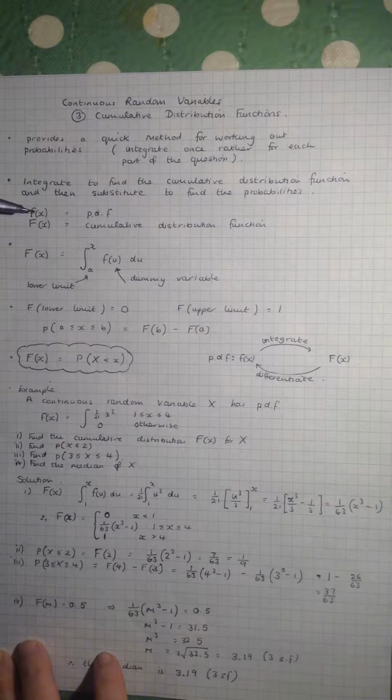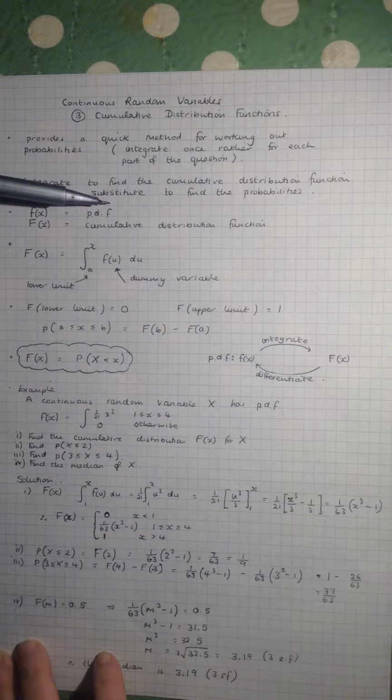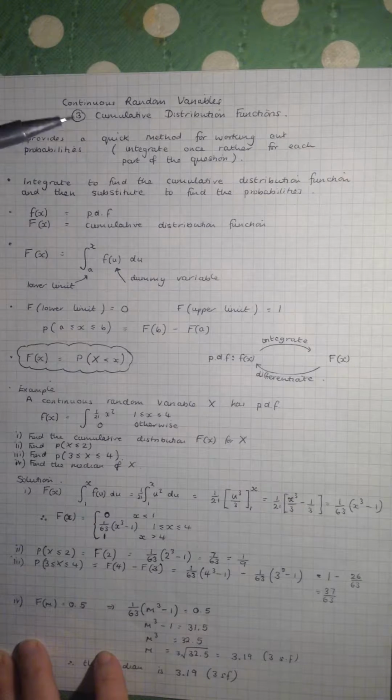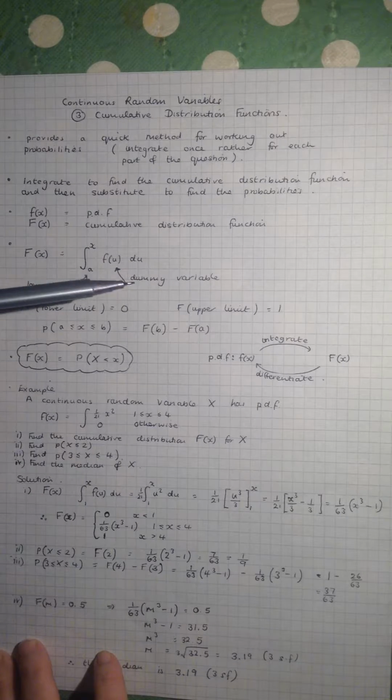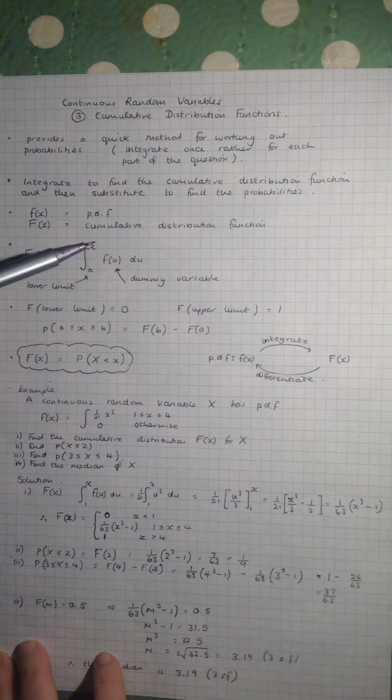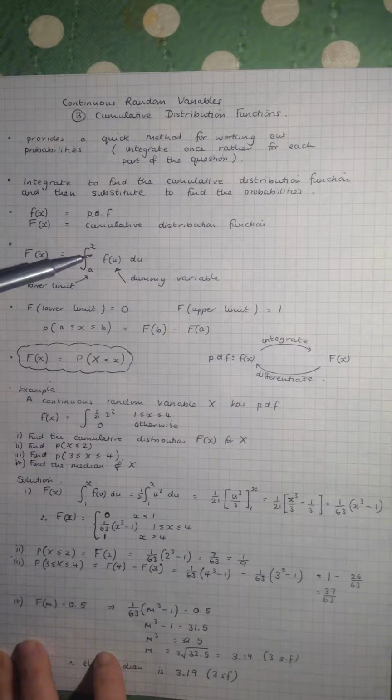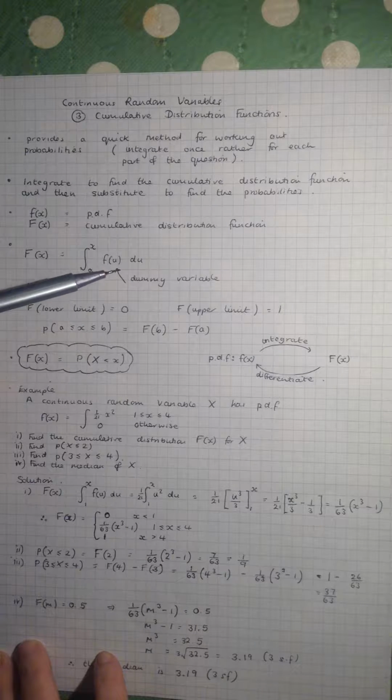Notation wise, lowercase f of x is always the probability density function. Capital F of x is the cumulative distribution function that relates to little f of x. So you find the cumulative distribution function by integrating from whatever the lower limit is up to x, so we get x in our answer, of the function with a dummy variable. That means we can't use x inside the function, because we want our final answer to be in terms of x, so we need to substitute in x as one of our limits. So we just use a different letter instead of the x in the function, and we integrate with respect to that letter.